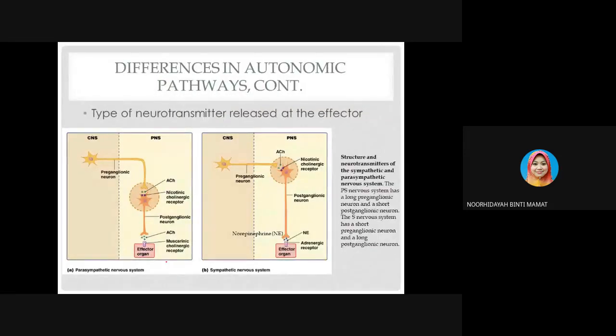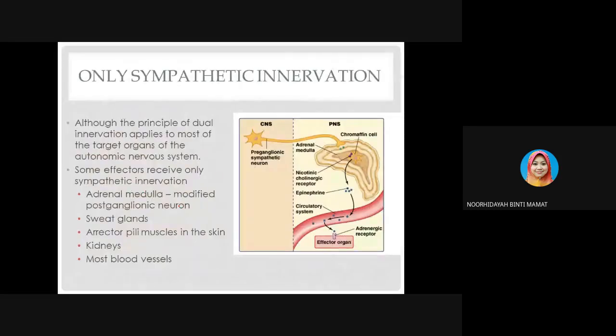We continue with the differences in the autonomic pathway: the type of neurotransmitter released at the effector. In the parasympathetic, the neurotransmitter released is acetylcholine, while in the sympathetic nervous system the neurotransmitter released is norepinephrine. This figure shows the structure and neurotransmitter of the parasympathetic and sympathetic nervous systems. So these are the differences in the autonomic pathway.